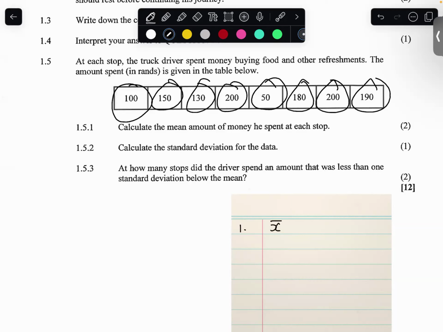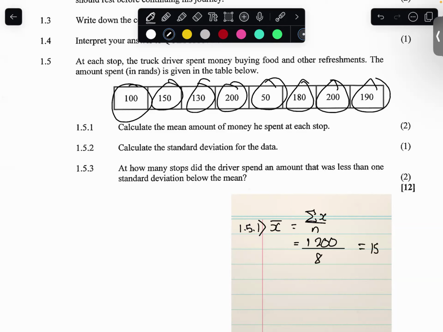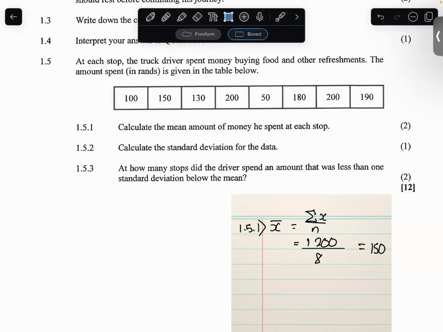Remember, the mean is x bar. This is 1.5.1. X bar is equal to the sum of the data over the number of data. So when you add all of this together, it gives you 1,200 divided by the number of data elements you have, which is 8 in this case, and that gives you the mean to be 150. Then the question asks for the standard deviation. Now, the standard deviation, I'm going to do it on the calculator. We're not going to do it using the manual method. We're going to put it on the calculator.